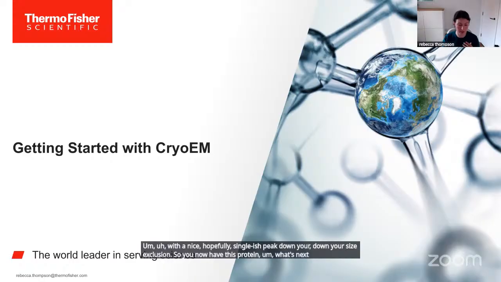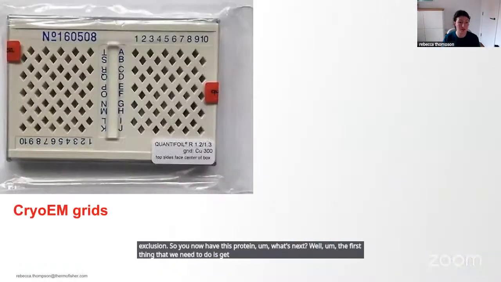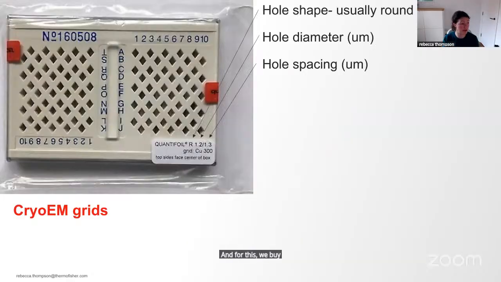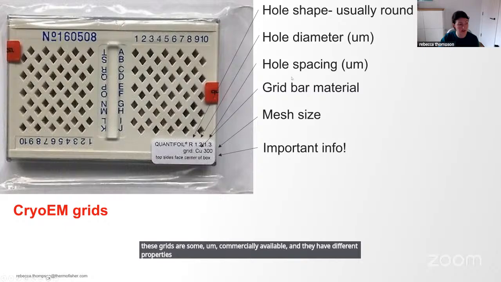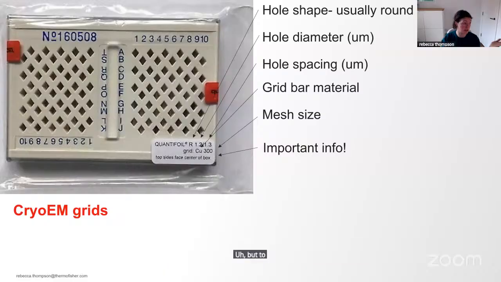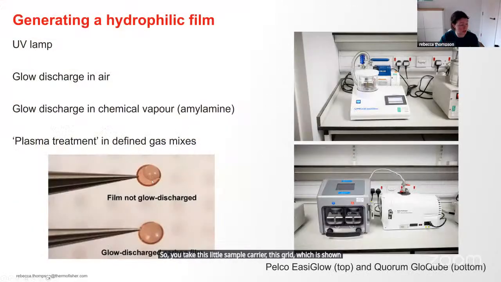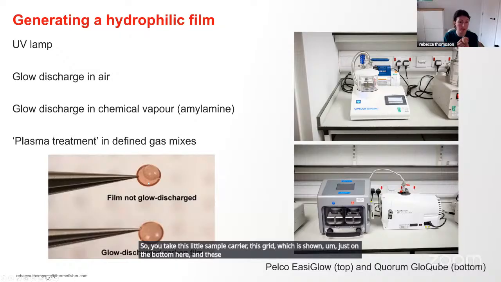What's next? Well, the first thing that we need to do is get this onto a sample carrier to get it into the microscope. And for this, we buy cryo-electron microscopy grids. These grids are commercially available, and they have different properties in terms of the hole sizes, for example. But to be honest, the one that's shown on the screen here is the one that basically everybody starts off with. So you take this little sample carrier, this grid, which is shown just on the bottom here. And these grids are 3 millimeters in diameter, metal discs.